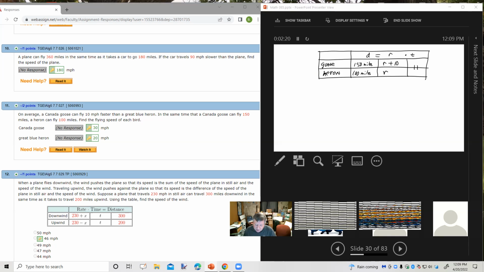Now, I'm curious, if it's a Canadian goose, wouldn't it be using the metric system? So wouldn't it be flying kilometers instead of miles? I'm just saying.